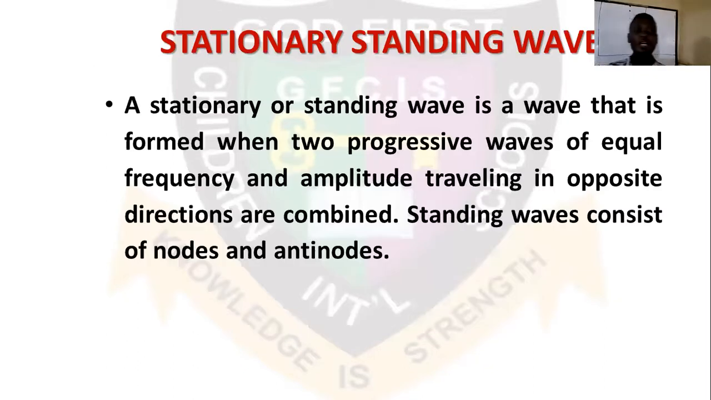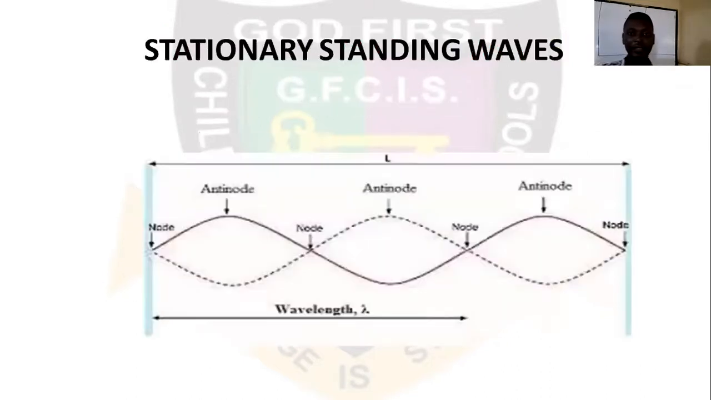Stationary standing wave. A stationary standing wave is a wave that is formed when two progressive waves of equal frequency and amplitude traveling in opposite directions are combined. Let's use a diagram. This is a diagram of a string, let's say a guitar string that has been plucked. The molecules of the guitar string begin to vibrate at maximum amplitude. Now we have negative amplitude, then positive amplitude. It meets an obstruction and it's reflected back.